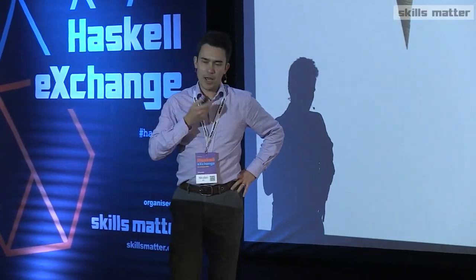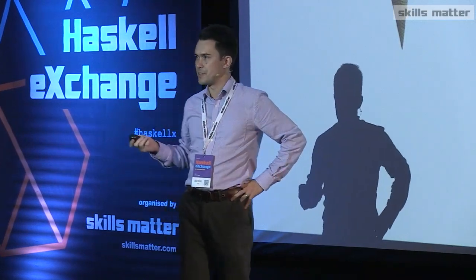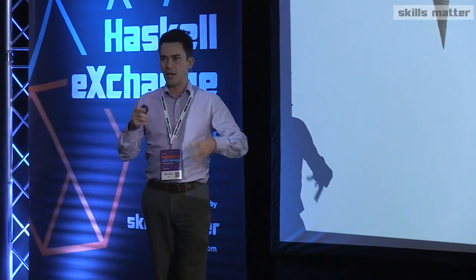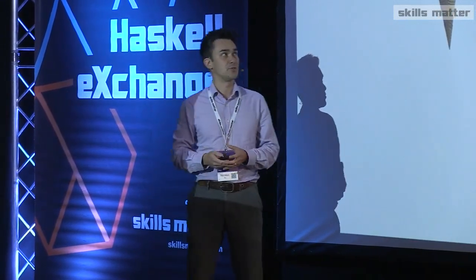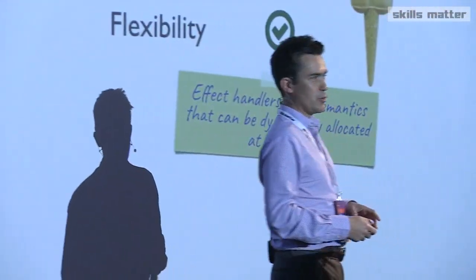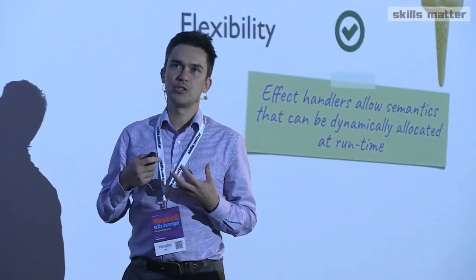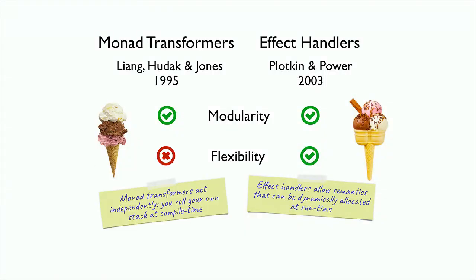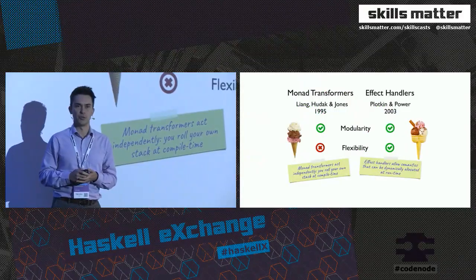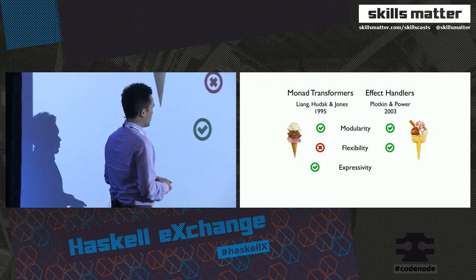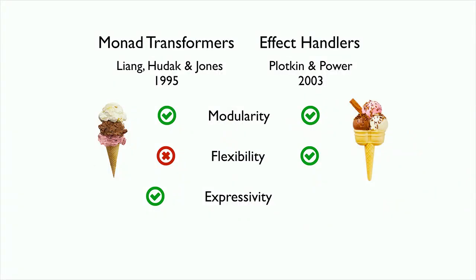So just as a very high-level overview of comparing these two things, and this is in no way formal, in terms of modularity, they're roughly the same. So you can express compositions of monad transformers in roughly the same way as you can with effect handlers. In terms of flexibility, effect handlers have a little bit more flexibility in the kinds of things that you can do because you can give semantics that can be dynamically allocated at runtime, whereas with monad transformers, you kind of roll your own stack at compile time and you're stuck with the effect stack that you've decided to have. In terms of expressivity, monad transformers can do everything that we'd like them to.